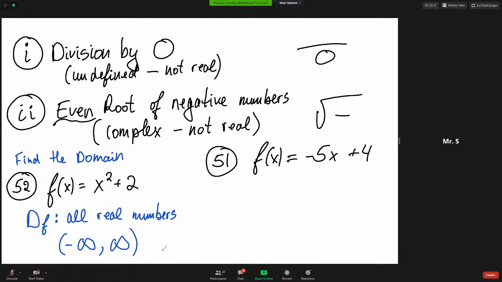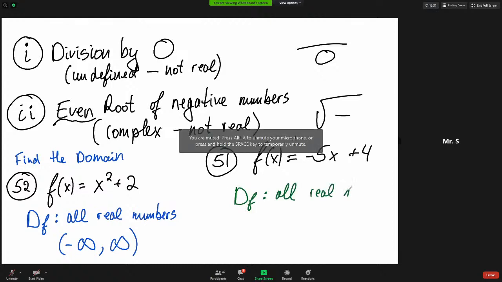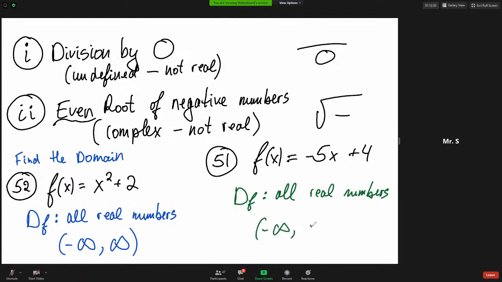So for 51, very similar, no division, no square roots. The domain is all real numbers. Or again, interval notation, negative infinity to infinity. So those are pretty straightforward, but as soon as we introduce division, or as soon as we introduce radicals, we have to be more careful. So let's go ahead and see.